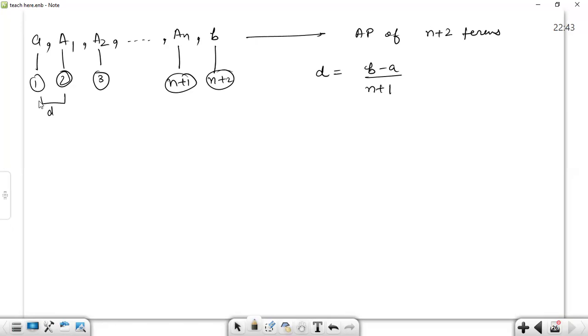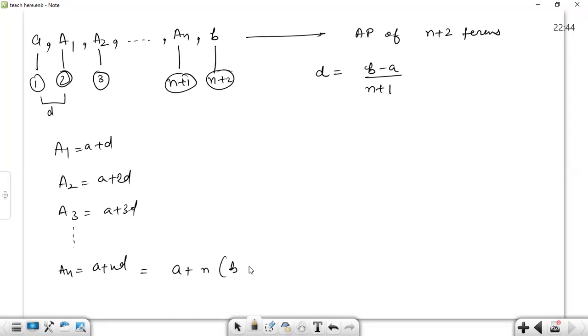So if the common difference is d, a1 will be a plus d, right? Then a2 should also be a common difference away, so a2 should be a plus 2d, a3 should be a plus 3d, and similarly an will be a plus n into d, which is a plus n into d, where d is b minus a divided by n plus 1.